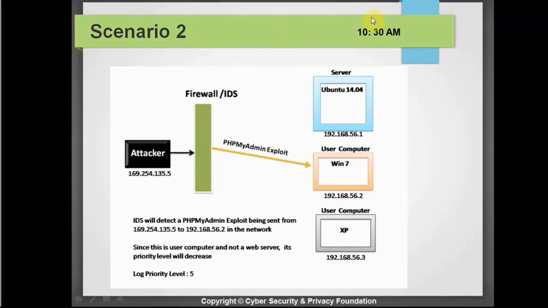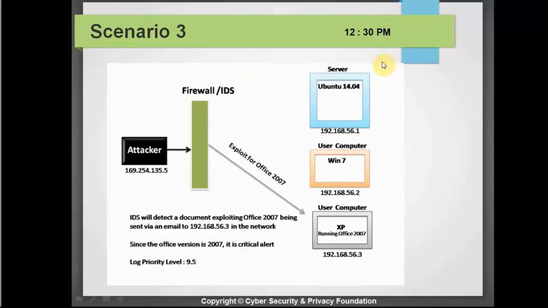Let's look at the next attack at 10:30 AM. Scenario 2. The attacker is running a PHP MyAdmin exploit, which is being sent from the attacker to the Windows 7 computer, and it is possible that the Windows 7 computer can run a web server and thus have PHP MyAdmin, but since it's not a web development server, it is less probable that it actually has PHPMyAdmin. But it can still happen. So the priority level will be something like 5.